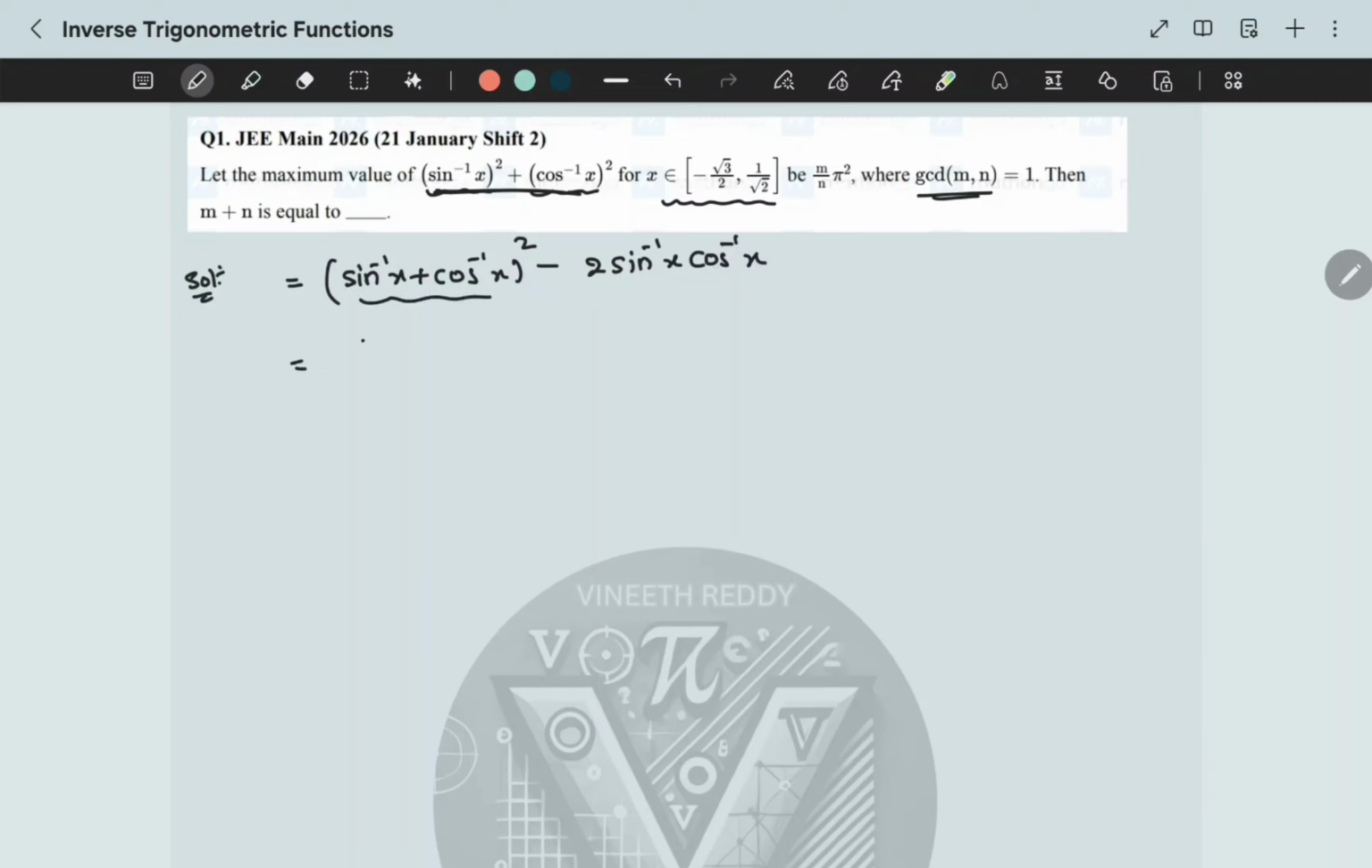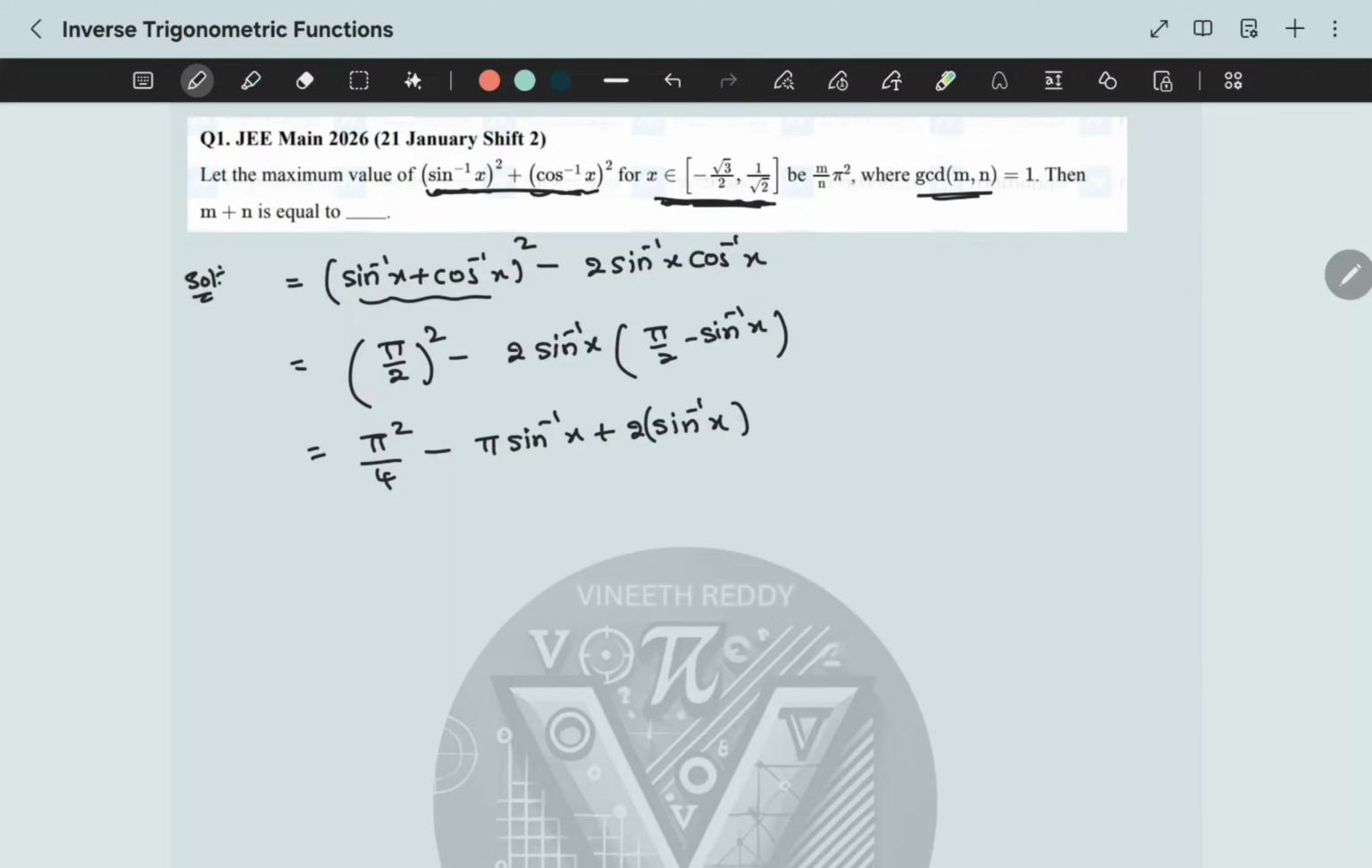Of course, this is true for any x belonging within this range. The sum sine inverse x plus cos inverse x should equal pi by 2, we know that. And now let us write cos inverse x as pi by 2 minus sine inverse x. So we get pi square by 4 minus 2 into sine inverse x into pi by 2, which is minus pi sine inverse x, plus 2 (sine inverse x) whole square. Okay, so this is f of x.